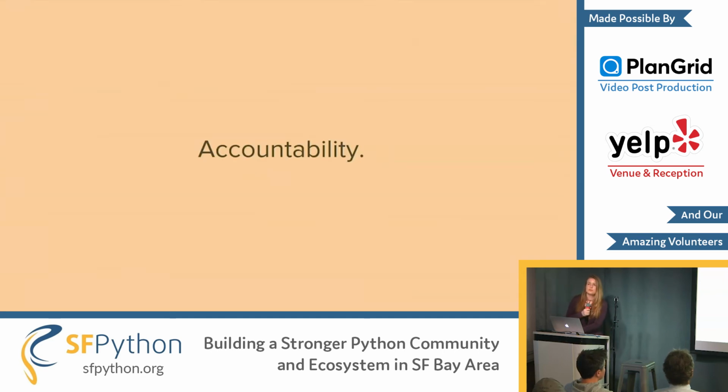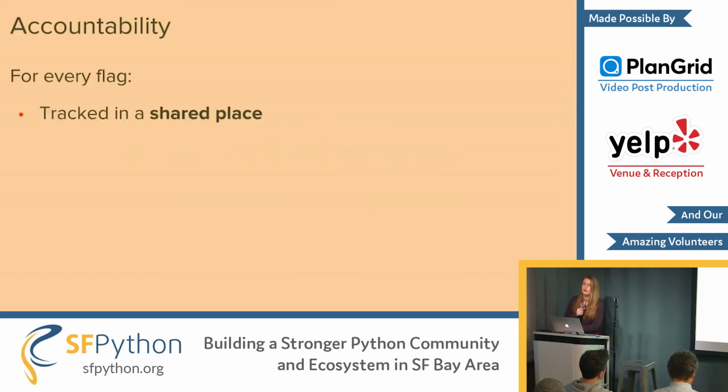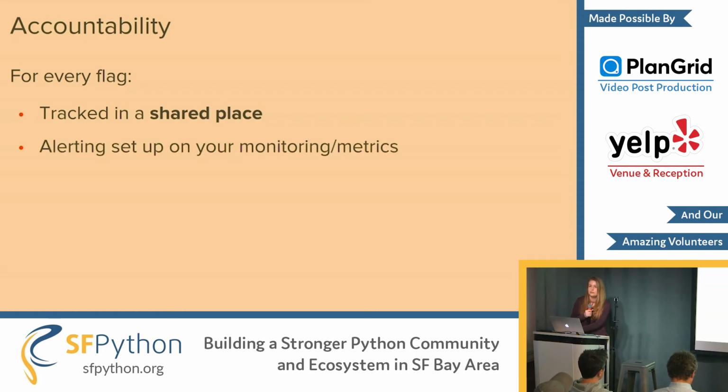Okay, so we've talked about visibility. Now we should hopefully have a very visible system. We know where all our flags are. We track them. We want to be accountable for our flags, right? There's kind of two pieces of intent, which is one, I planned what I'm going to do, and the next part is I'm actually going to do it. Otherwise, what's the point? For every single flag, you should be tracking it in a shared place, like we talked about before, but make sure that every person who's a stakeholder in this has access to the information.